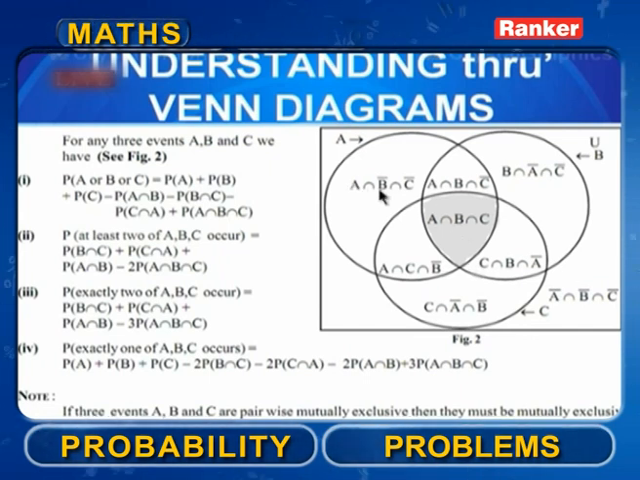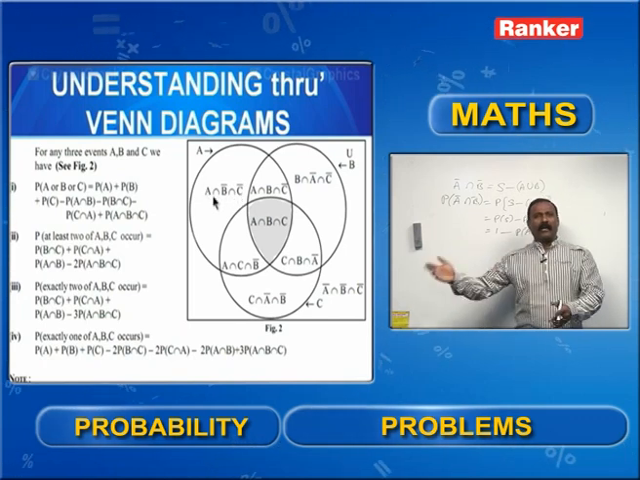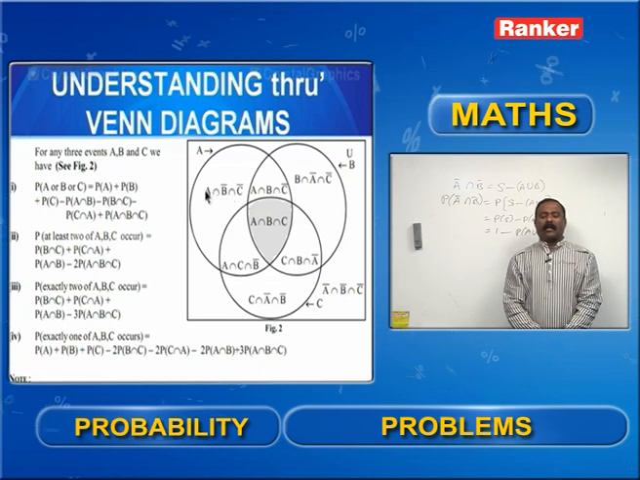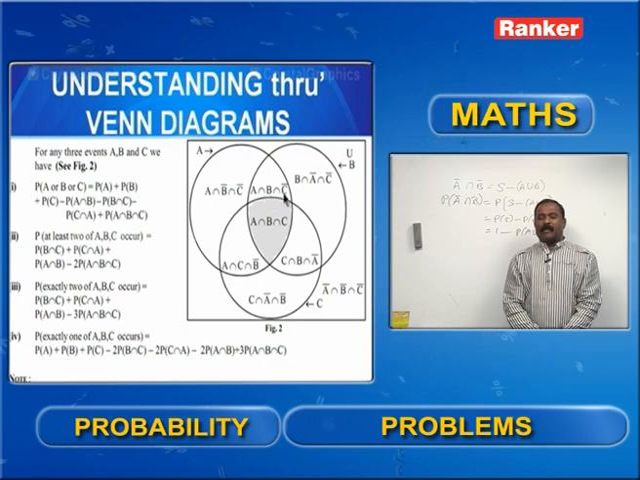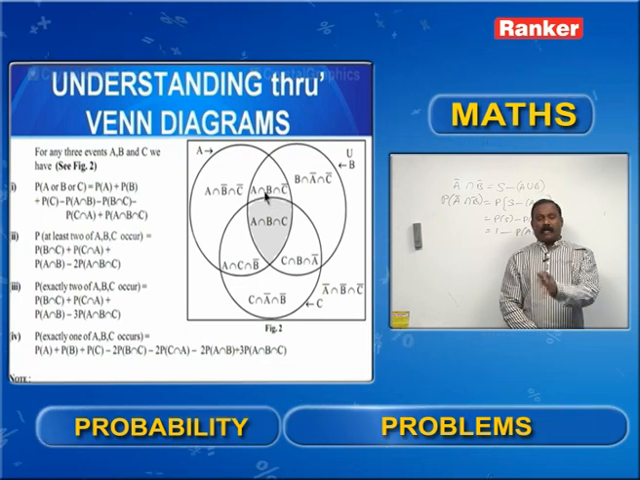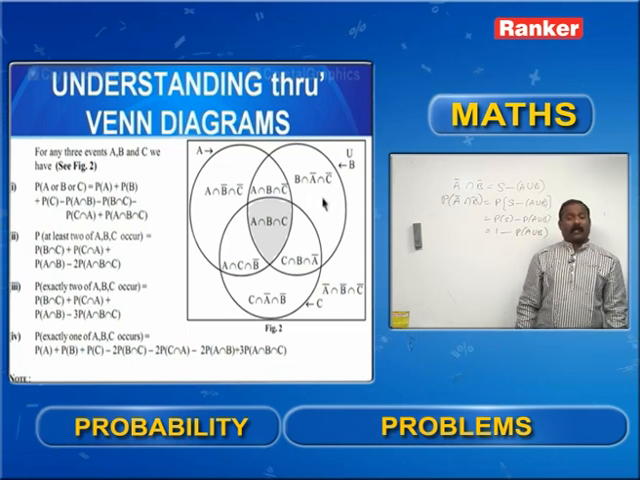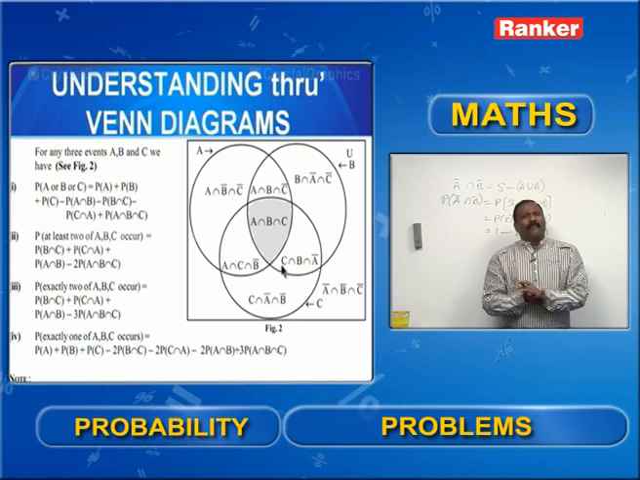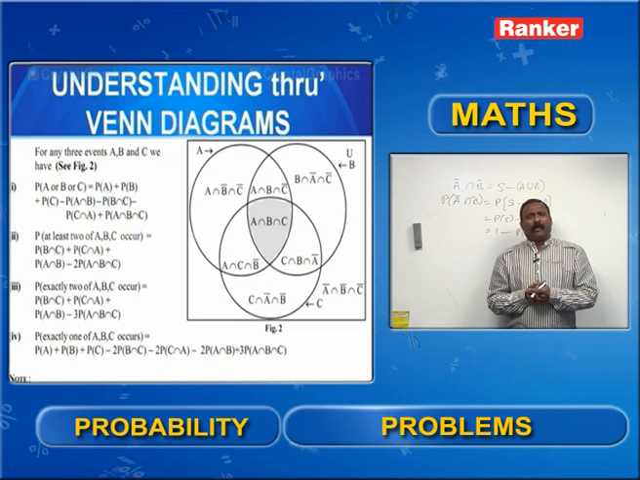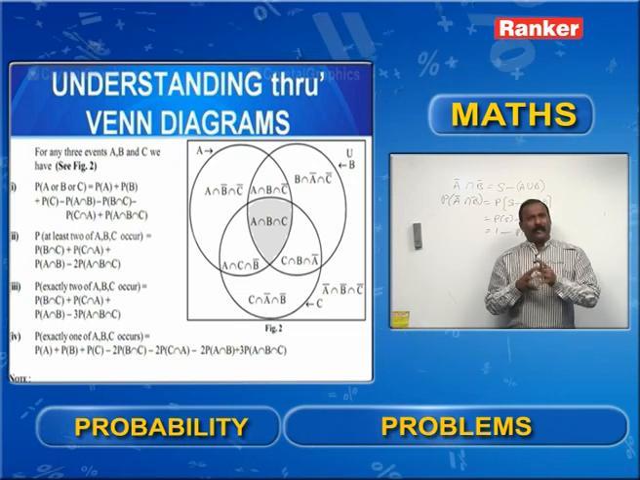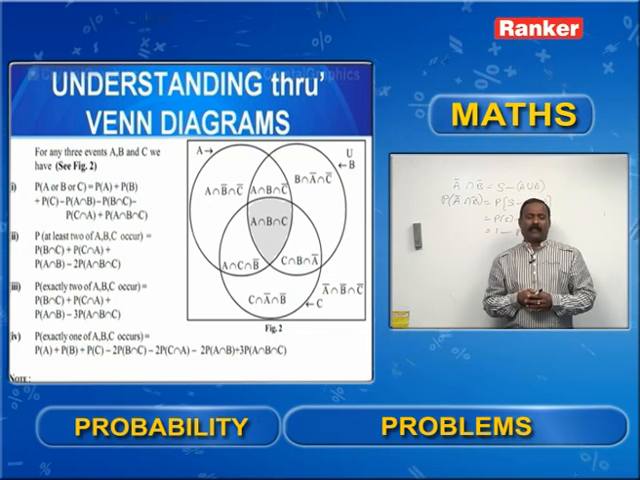A intersection B bar intersection C bar. What is the meaning of it? Only A occurs but not B and C. What is the meaning of A intersection B intersection C bar? A and B occur but not C. Similarly, you can understand through the entire diagram. You will find this type of notations in every book. Please go through them for a better understanding of these Venn diagrams.